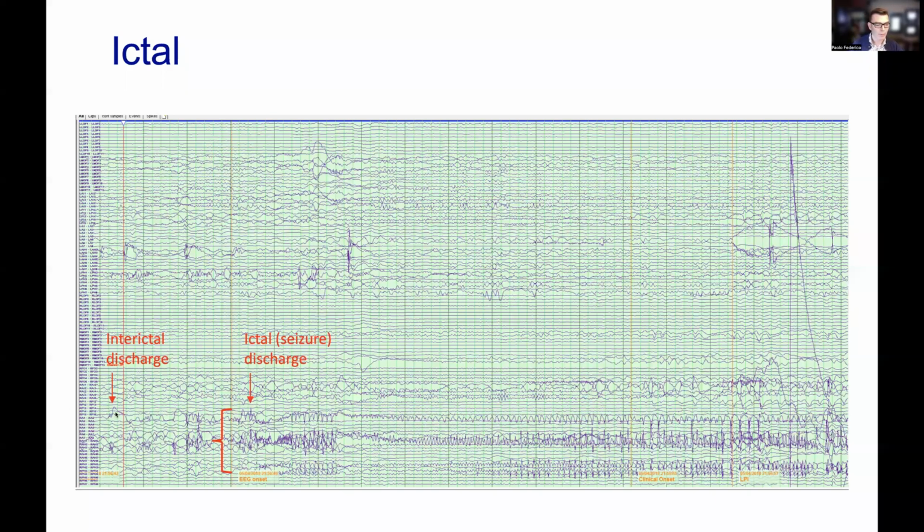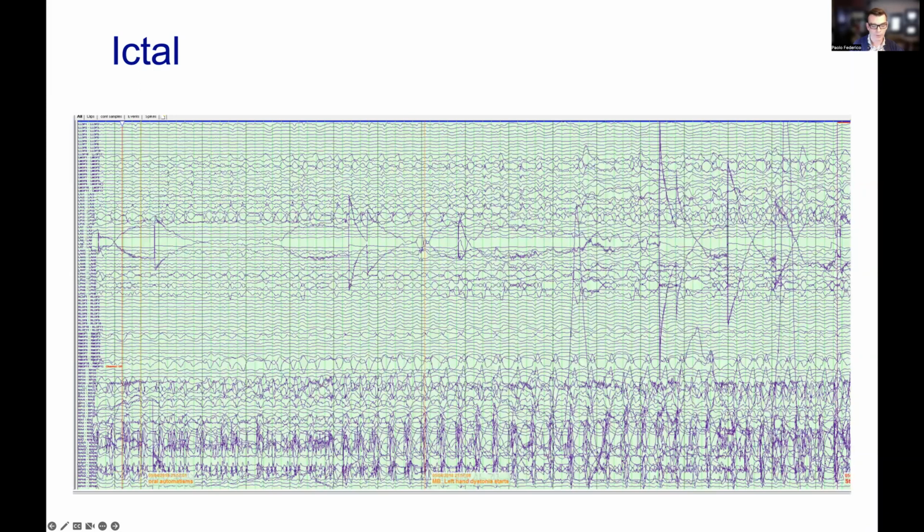So here's an example of an interictal discharge that you can see with the stereo EEG recording. And the seizure itself begins right here with repetitive discharges, which is very easy to detect, a lot easier than the scalp EEG recording I showed you, for example. And over time, you can see that the seizure activity spreads across the entire brain.